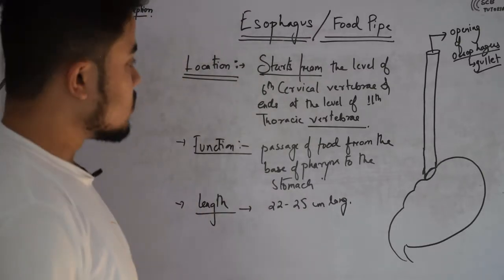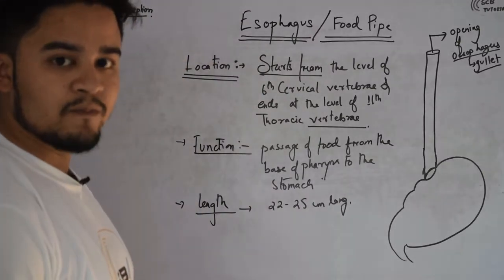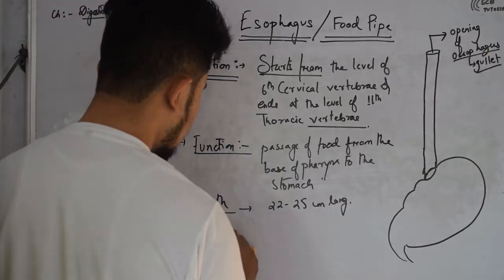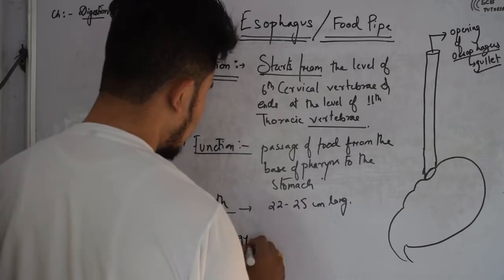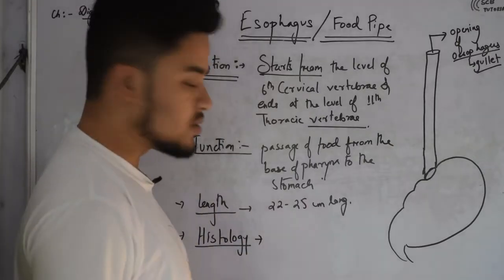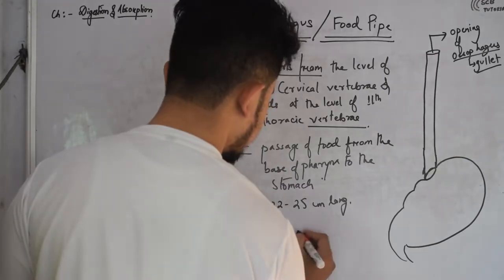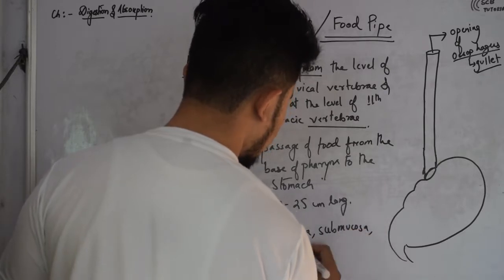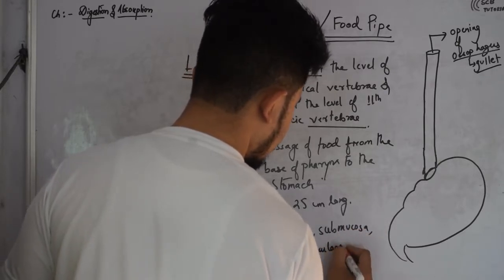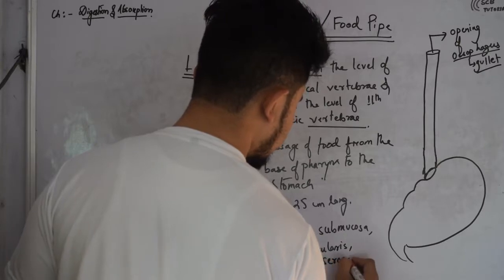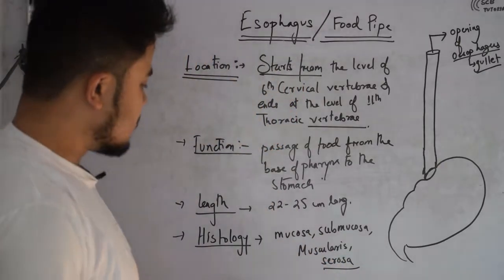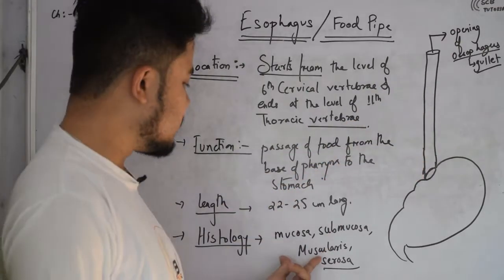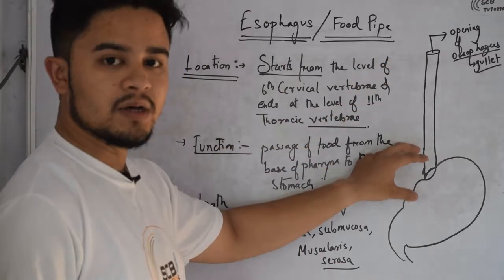The food moves through the esophagus by the peristaltic movement of the muscles, right? Now if I talk about the histology of the esophagus, that means what types of tissues are present in the esophagus. All four types of tissues are present: mucosa, submucosa, muscularis and serosa. But the muscularis part will differ, that means different types of muscles will be present in different regions of the esophagus.